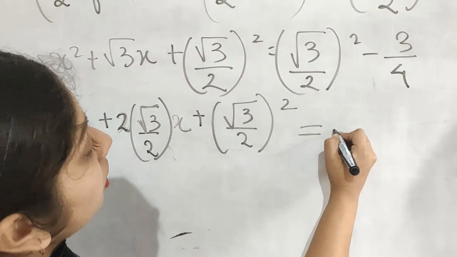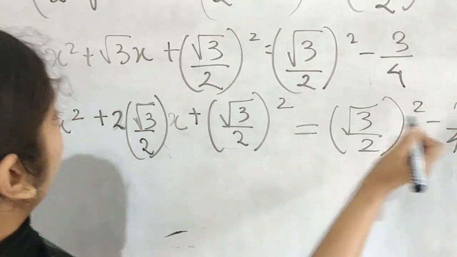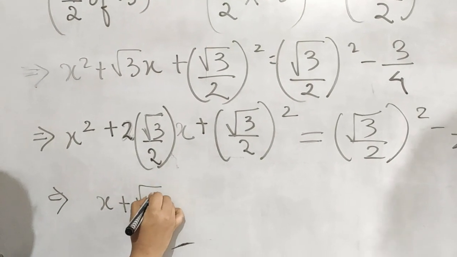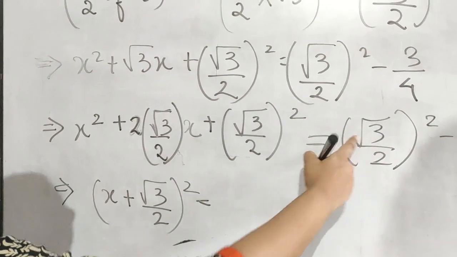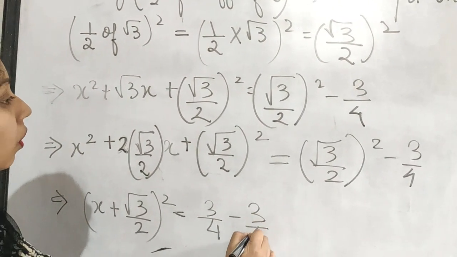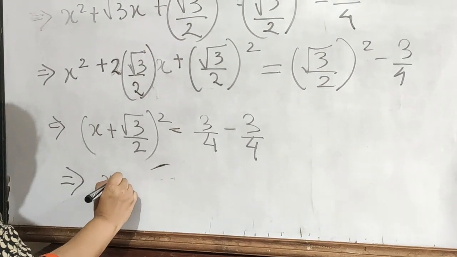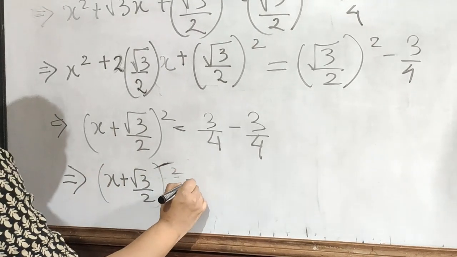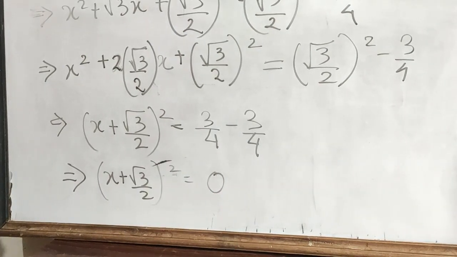Let us write the RHS first of all. (Root 3 upon 2) whole square minus 3 upon 4. So this we can write as (x plus root 3 by 2) whole square. Now let us solve the RHS part. Root 3 into root 3 will give you 3, 2 2s are 4, minus 3 upon 4. So what do we get over here? We get (x plus root 3 by 2) whole square equals to 0, because 3 upon 4 minus 3 upon 4 is 0.